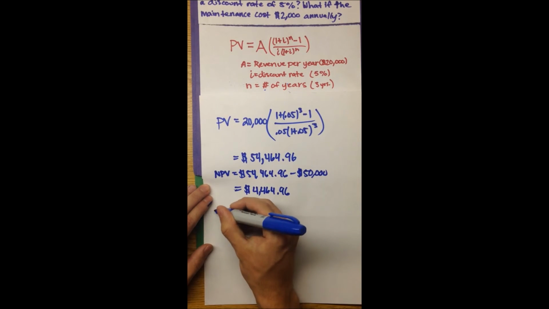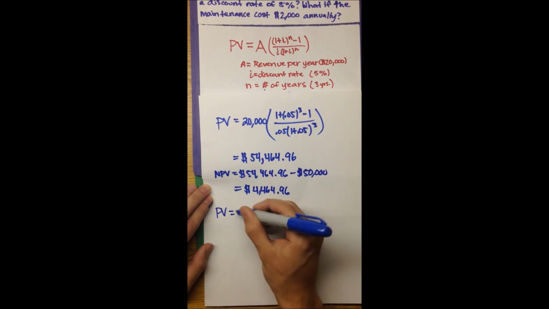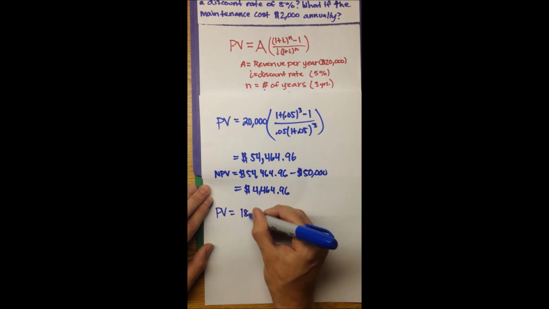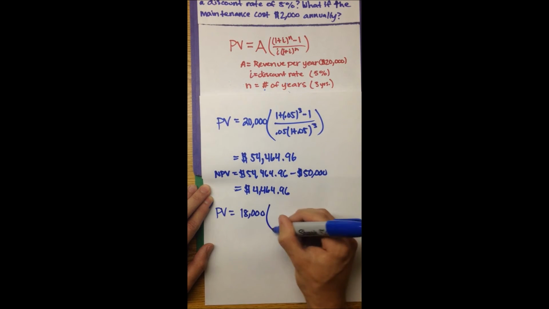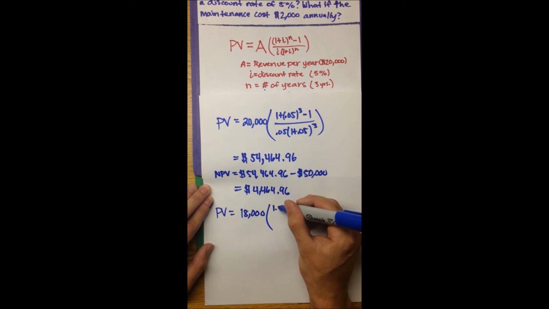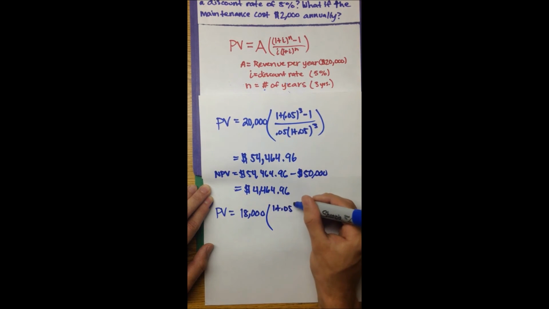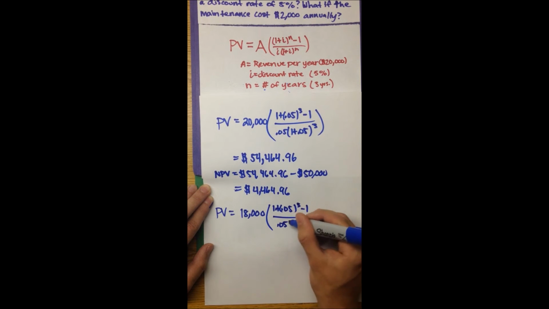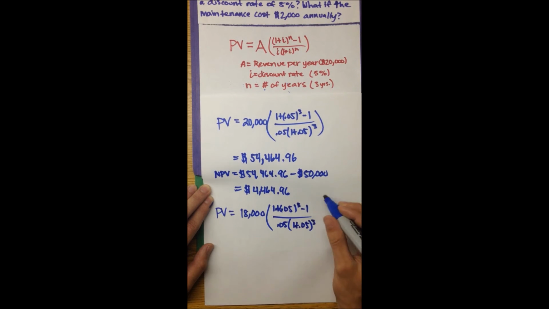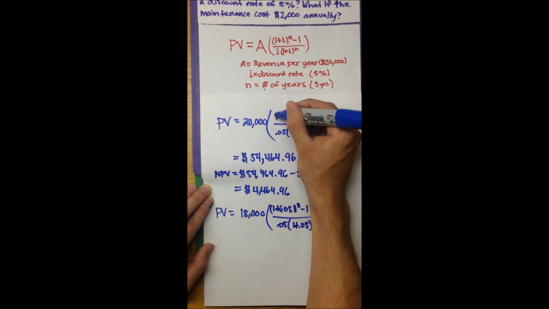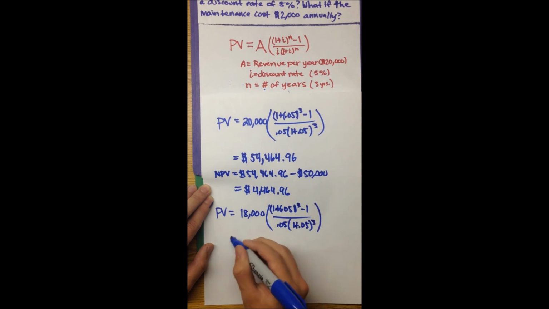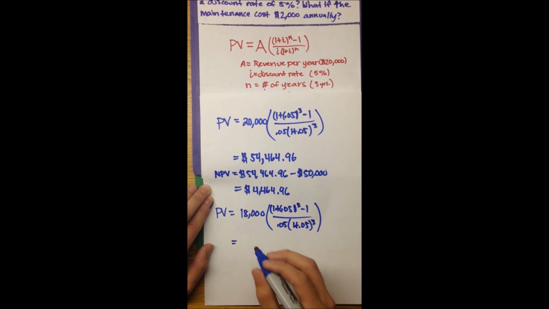Now for part 2, we're going to do the exact same thing, except our numbers are going to be a little bit different. Our A in this case is going to be $18,000, which we saw in the cash flow diagram. And then the rest of this is going to be fairly similar to the value above. And I just realized I messed these parentheses up. I solved it correctly in my math, but wrote it wrong.